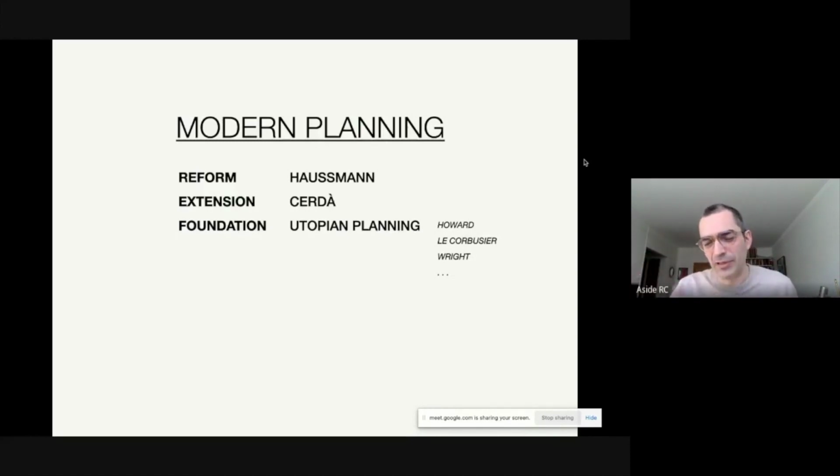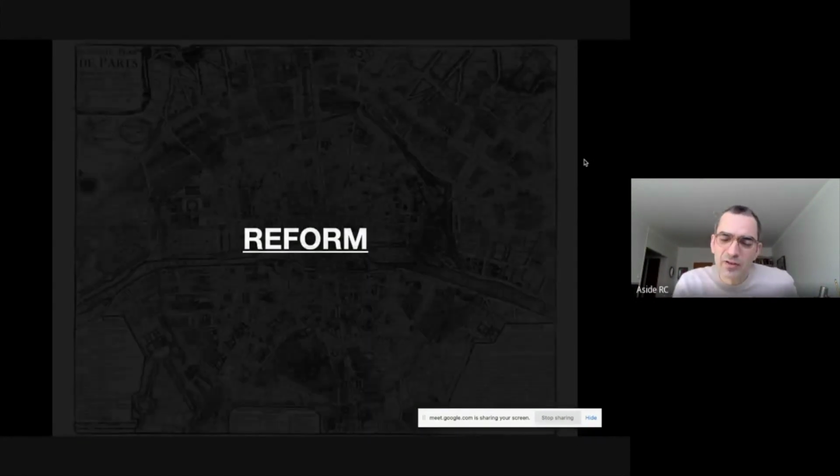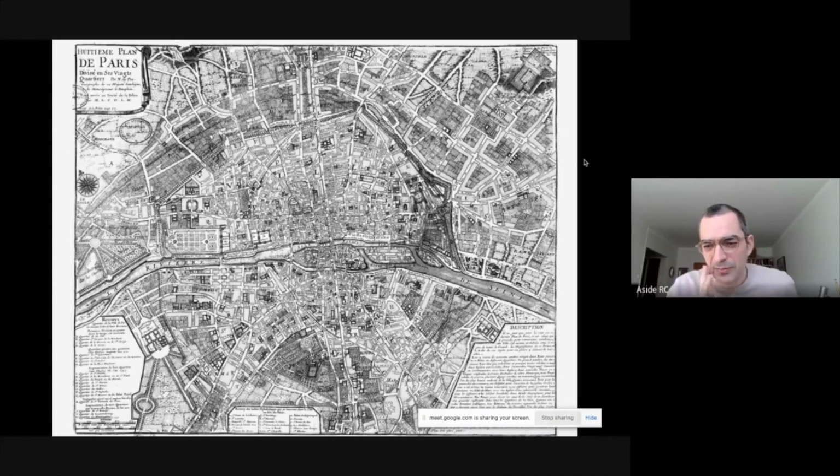And this goes from the garden cities of Howard to the city of the future by Le Corbusier to Broadacre City from Frank Lloyd Wright, and so on. So all of these are projects that imagine an entire new city built from scratch, starting from zero, according to a new type of space, a new type of order, a new type of social organization and political organization, and so on. And just very quickly, I mean, probably you know this, but just to give you a glimpse of this kind of way of looking at modern planning.